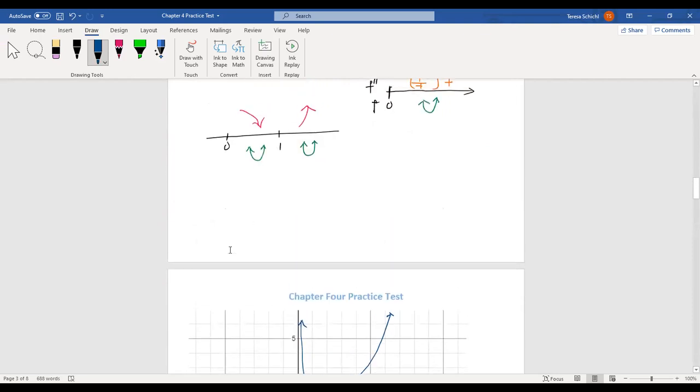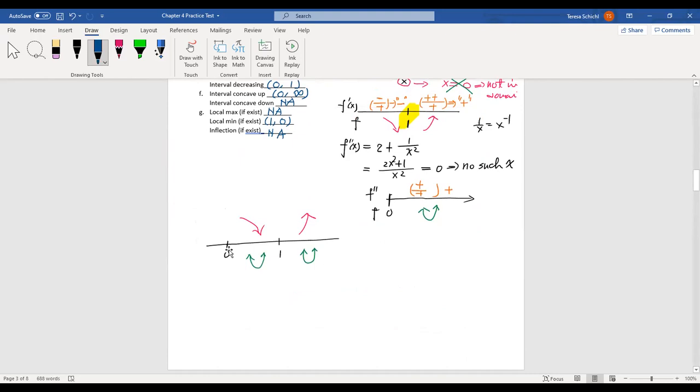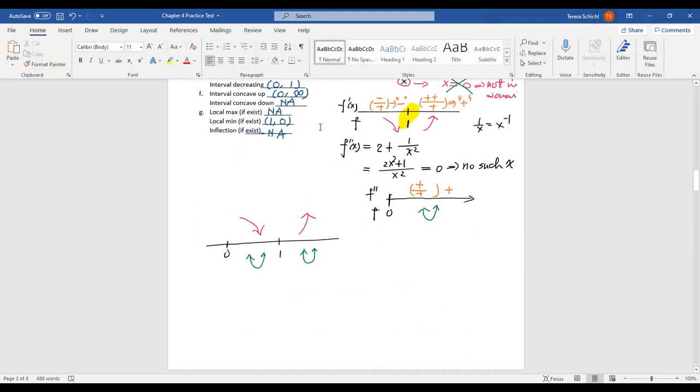Okay, that's it. That is part 1 of the practice test. I hope that from these two problems you have a pretty good idea how to graph a function by getting all the information about increasing, decreasing, concave up, concave down, inflection points, and the critical points. Looking forward to talking to you in the second part of the practice test.